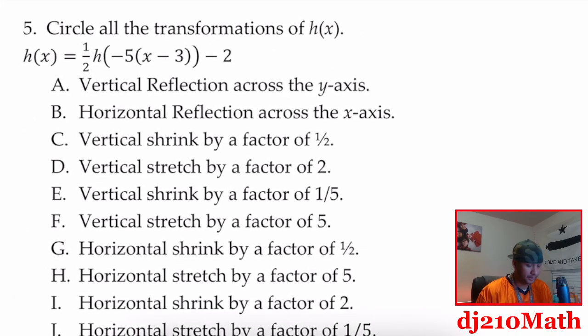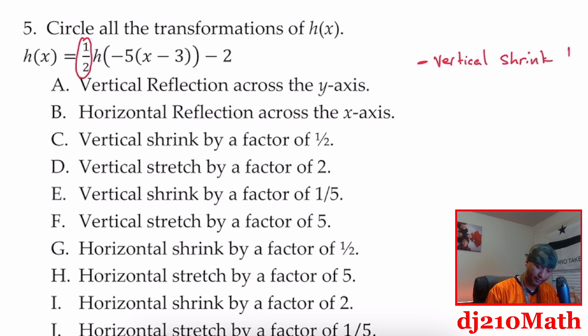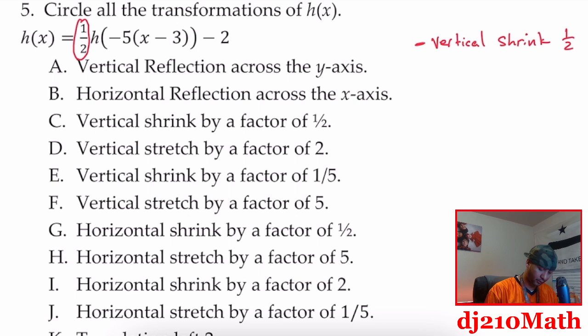All right, number 5. So this particular problem, the letters are kind of jacked up. So let's explain. So here in red, this is outside the function. So this is a vertical. So first off, we have a vertical shrink by a factor of 1/2. Vertical shrink by a factor of 1/2. That's what's happening in red. So vertical shrink by a factor of 1/2. All right, C.